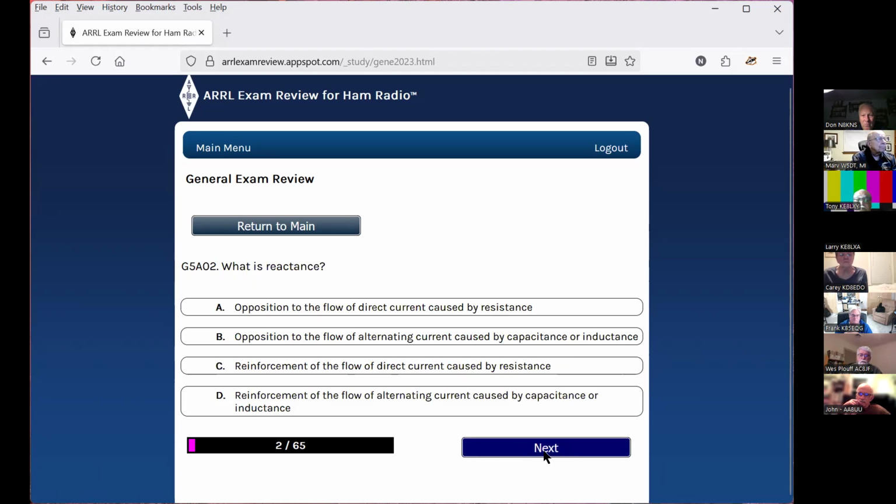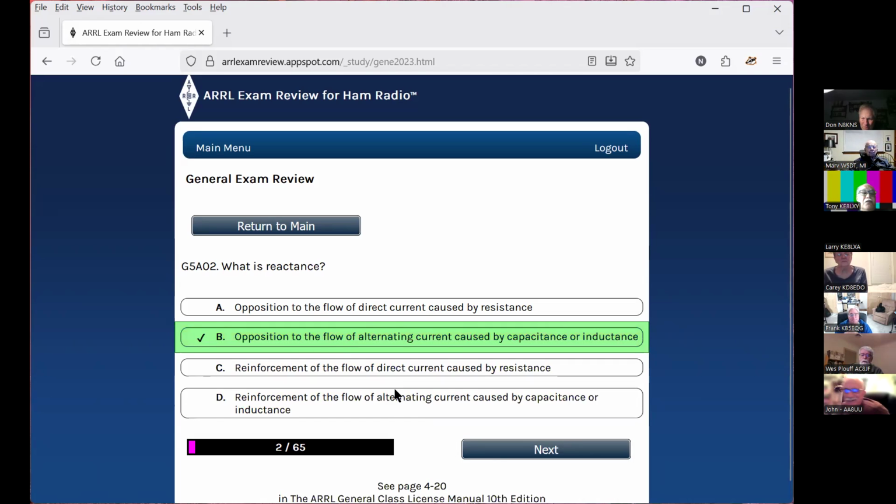All right, so let's do this. What is reactance? Opposition to the flow of direct current caused by resistance, opposition to the flow of alternating current caused by capacitance or inductance, reinforcement of the flow of direct current, or reinforcement of the flow of alternating current. Bravo. Okay. Any other guesses? There's three others of you. Speak up. Well, you know it's AC. Yep. Well, the answer is bravo. Yes.